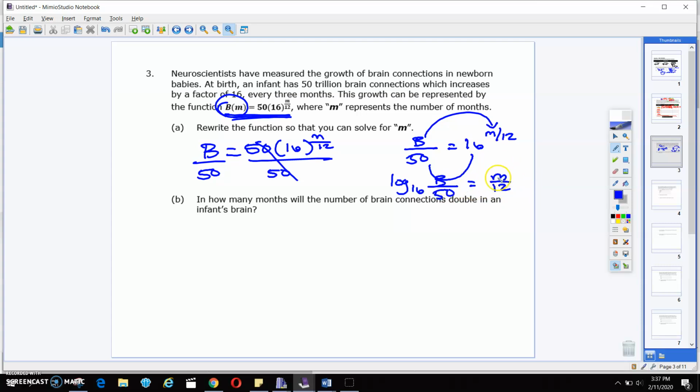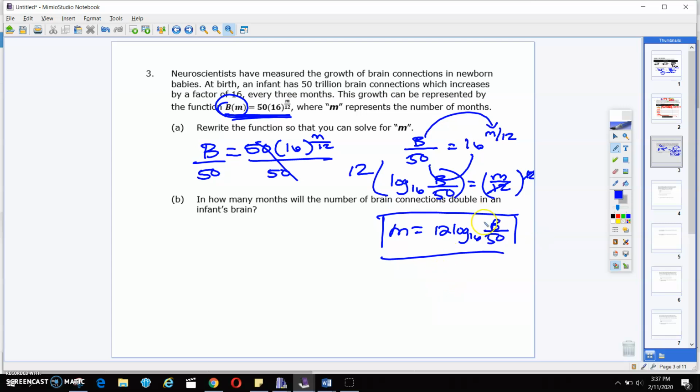Now, in order for m to get by itself, I'm going to multiply by 12 on both sides. So that's going to be m equals 12 times log base 16 of b divided by 50. And that would be my answer.